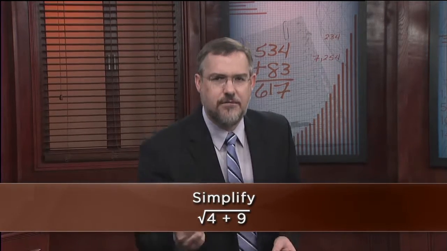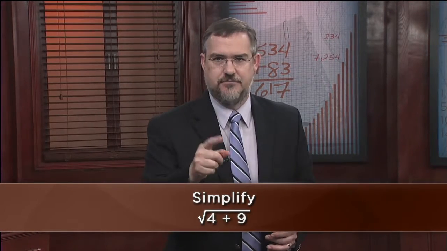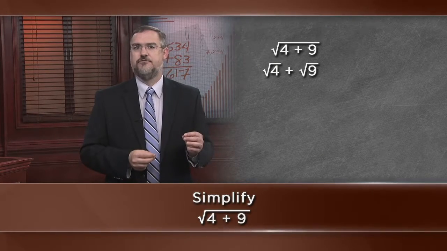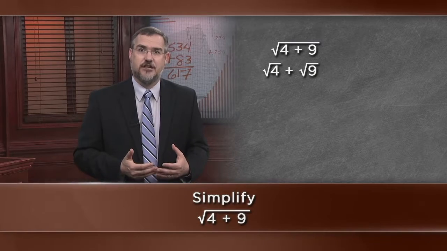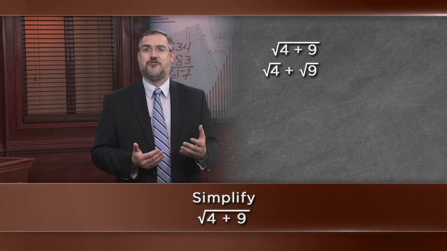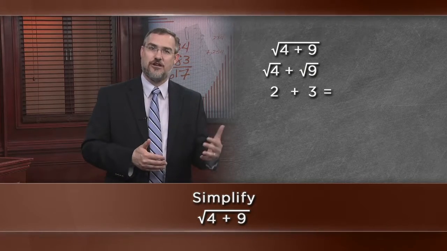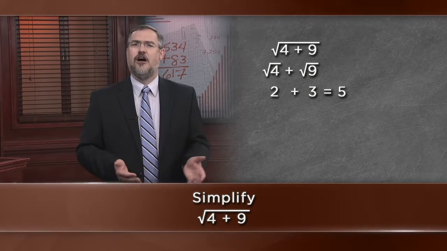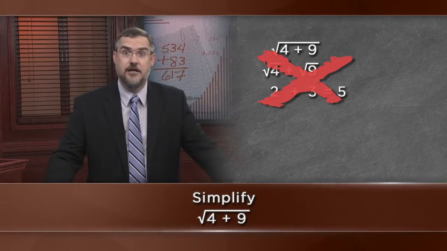It's extremely tempting to write this thing as square root of 4 plus square root of 9. One of the reasons that's tempting is because then it can be simplified to 2 plus 3. Square root of 4 is 2, square root of 9 is 3, and 2 plus 3 is 5. Unfortunately, that is completely wrong.